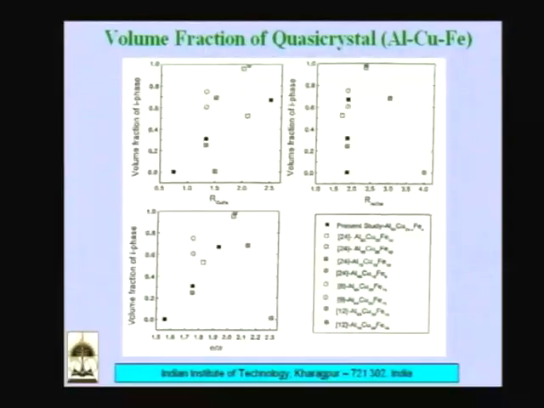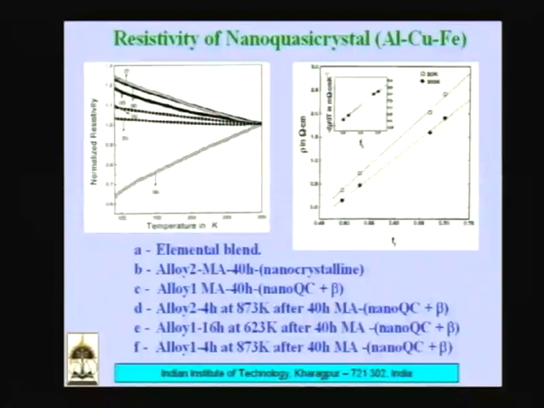Okay, and you can see that in this particular case also, the volume fraction of the quasicrystalline phase keeps on increasing as you vary the E by A ratio, and when the E by A ratio reaches about 2, that is the state at which you have the 100% nano quasicrystalline phase, which is possible under the nanocrystalline state. Okay, and they have, as I told you, a semiconducting nature, as you can clearly see here.